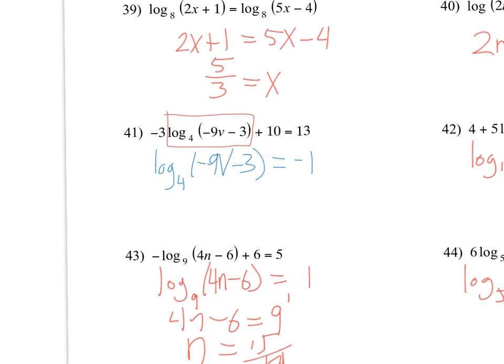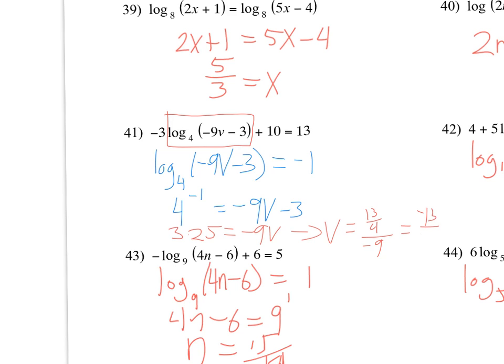I'm going to convert this to an exponential function. So 4 to the negative 1 is equal to negative 9v minus 3. That means 1/4 plus 3, which would be 3.25, is equal to negative 9v. That means that v is equal to 3.25 divided by negative 9. Or I can think about that in terms of 13 over 4, which is the 3.25, divided by negative 9, which is the same as negative 13 over 36.